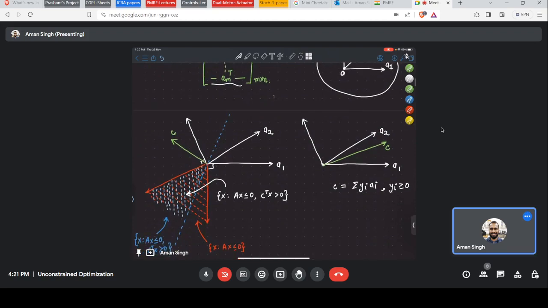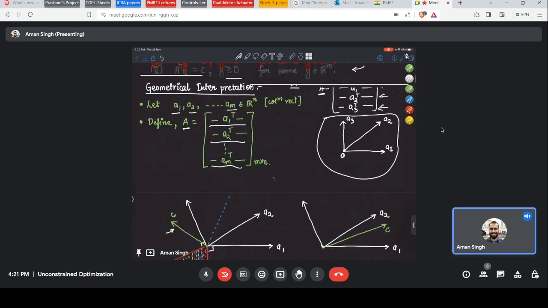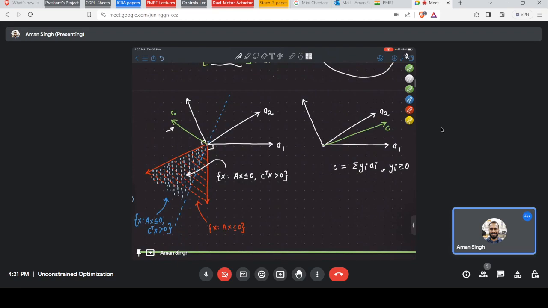Now let C be a vector. Then C transpose x means the dot product of x with C, that is greater than 0. So here the common area with blue and red shows an x for which Ax is less than 0 and C transpose x is greater than 0. So for this you can see Ax is less than 0 and C transpose x is greater than 0.